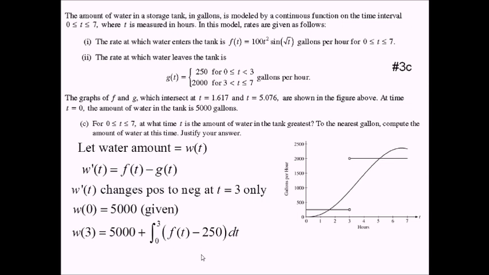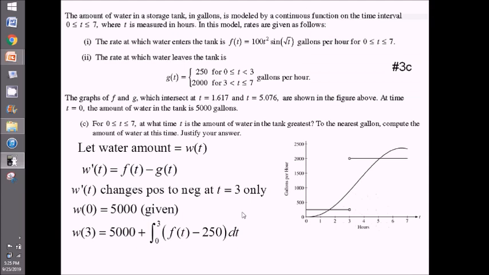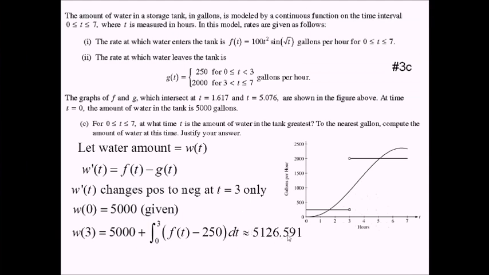And now I'm going to do this on the calculator. So here's what this looks like on the calculator. My 5,000 is over here if we scroll to the left. I've got integral 0 to 3 of y1, that's where I stored my f of t function, minus a 250. And we end up with 5,126.591. We'll have to round it off eventually, but I'll wait until I see that this is actually the max before I round it off.